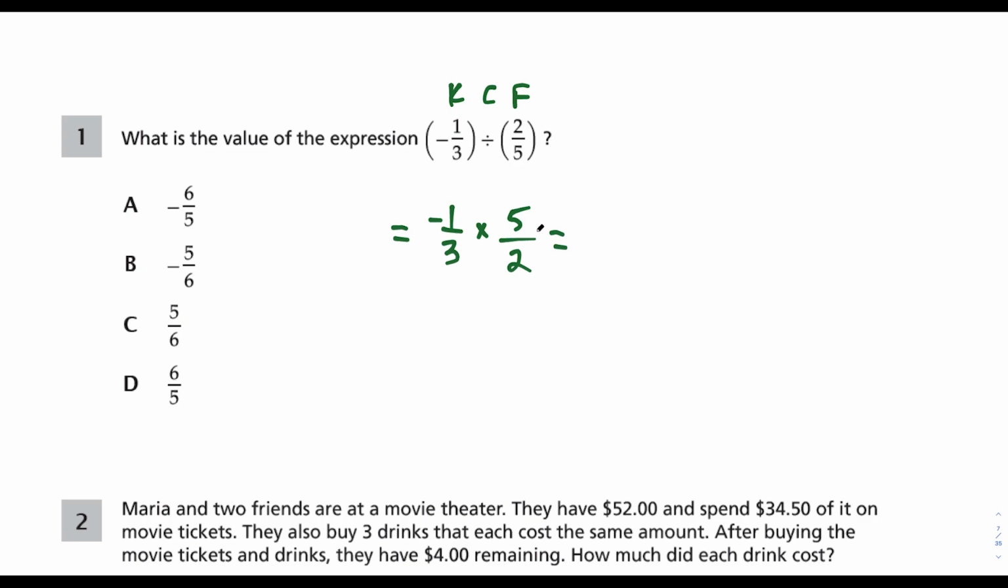And now we're just multiplying fractions here. We have -1 times 5 is -5 over 3 times 2 is 6. Just remember, when you multiply fractions, you just multiply the tops and the bottoms. So we have -5/6, and this is going to match choice B.